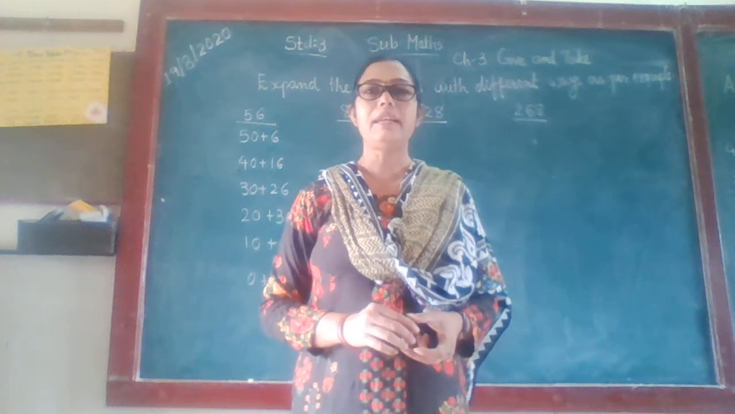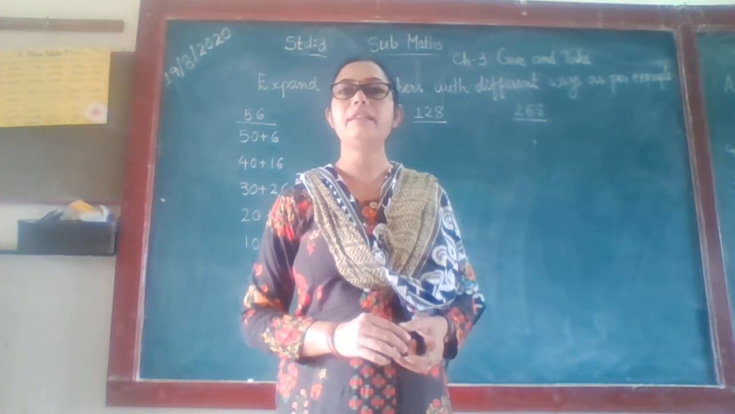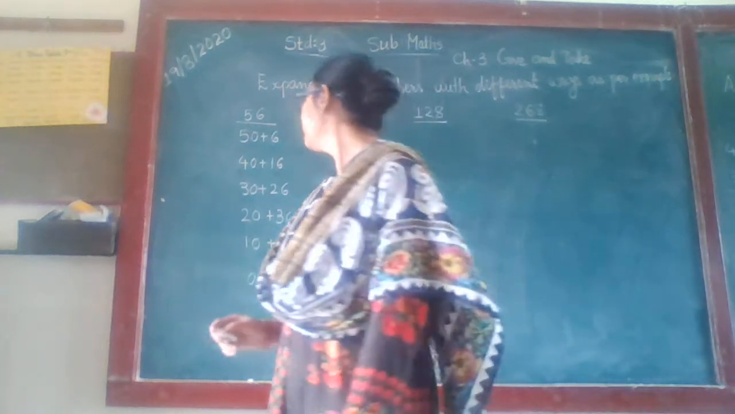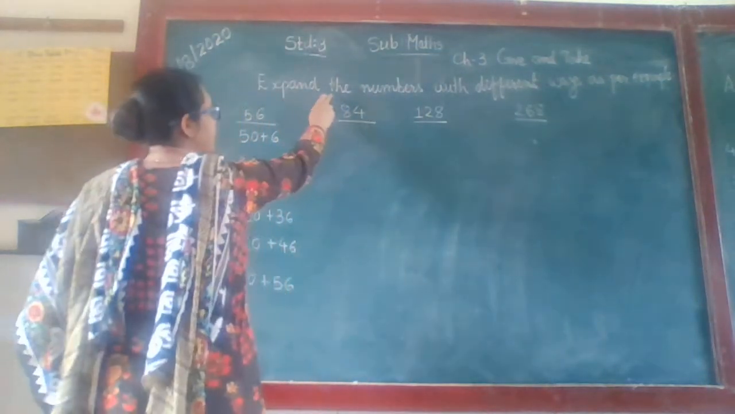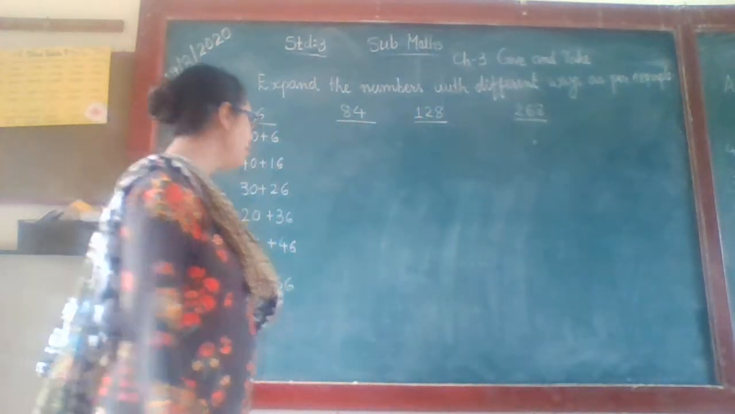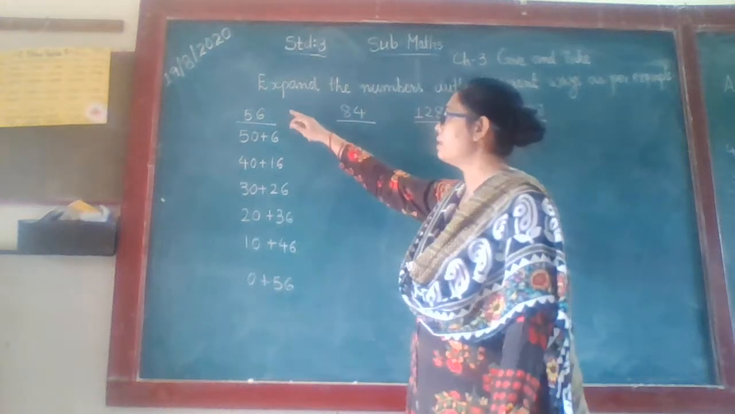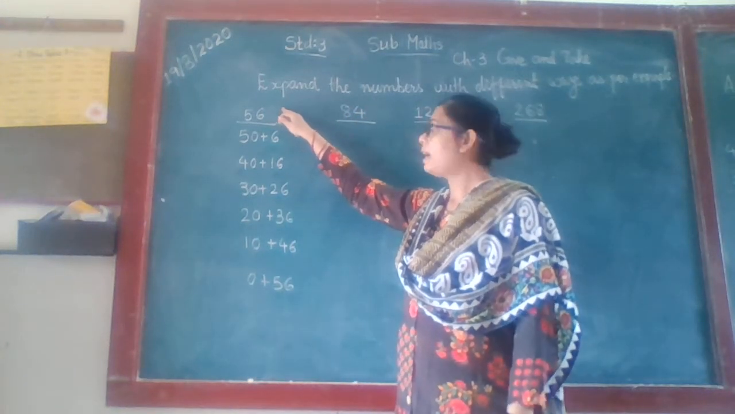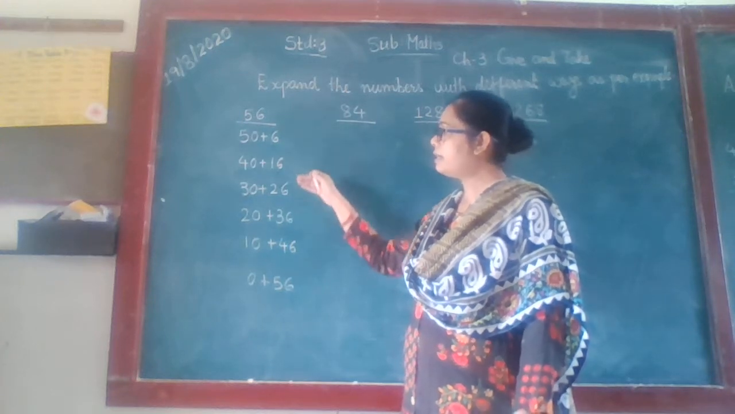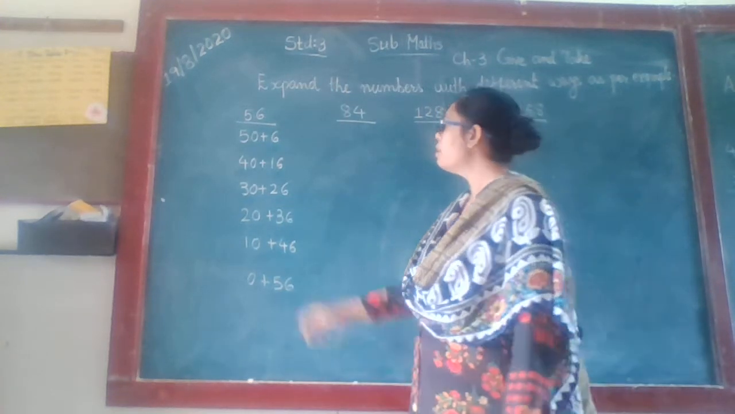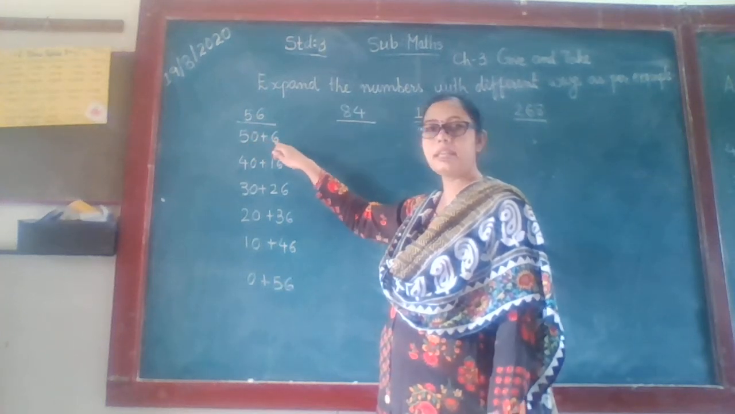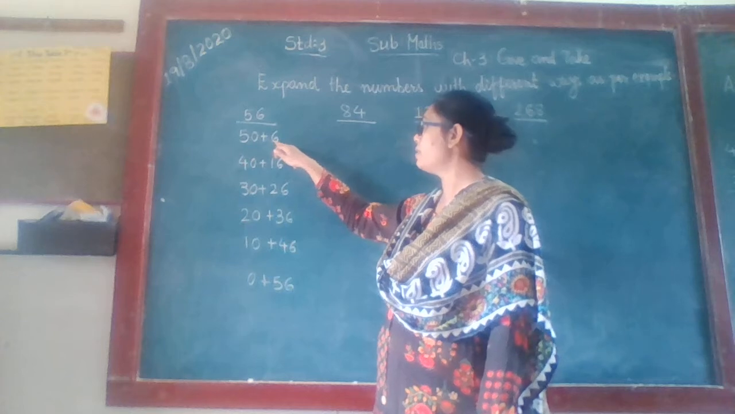See chapter number 3, Give and Take, and in that chapter we will see something new. See, expand the numbers in different ways. As per the example, one example is given to us, number 56, and they expanded 56 in different ways. Okay, so 56 is 50 plus 6, 56.